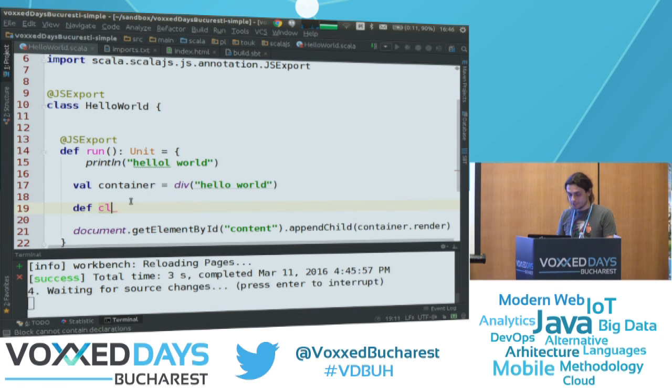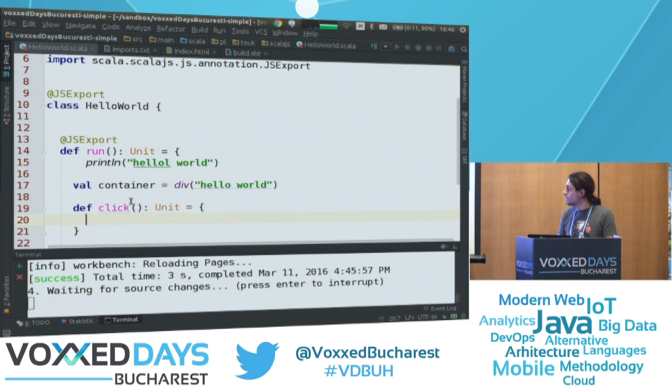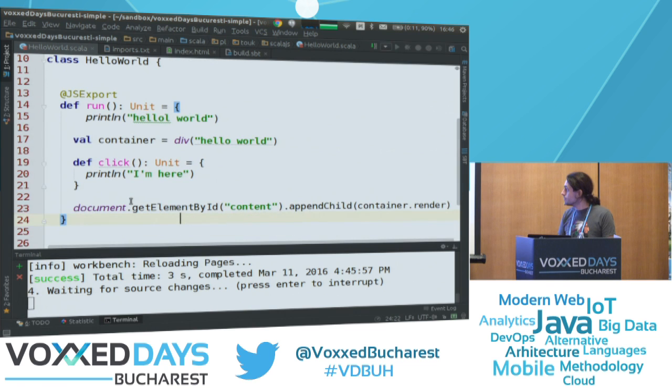I've got a function, click. Okay, we don't have too much time, so we'll just print "I'm here." So what do we need to do this click? Probably we'll need something called button. And it's here, right? We'll say "click me." Where am I? Click me.